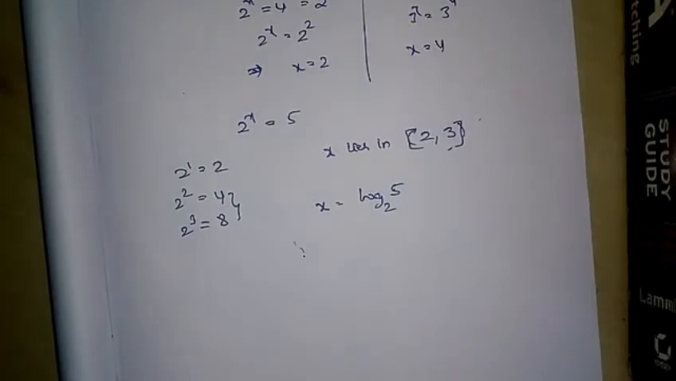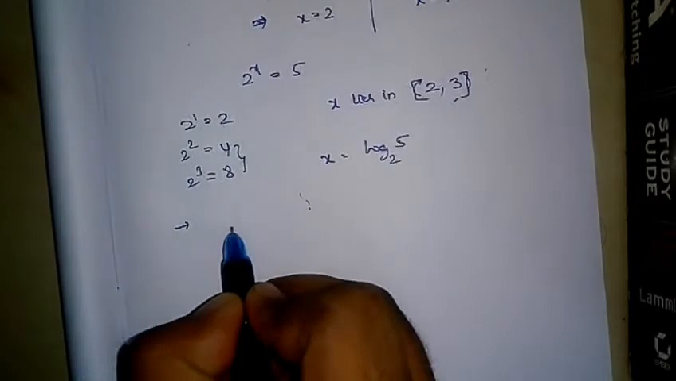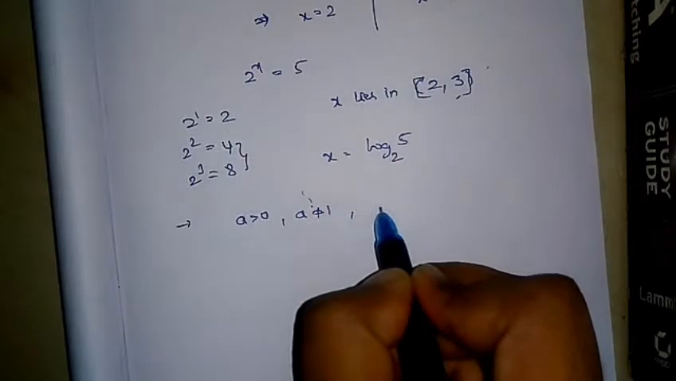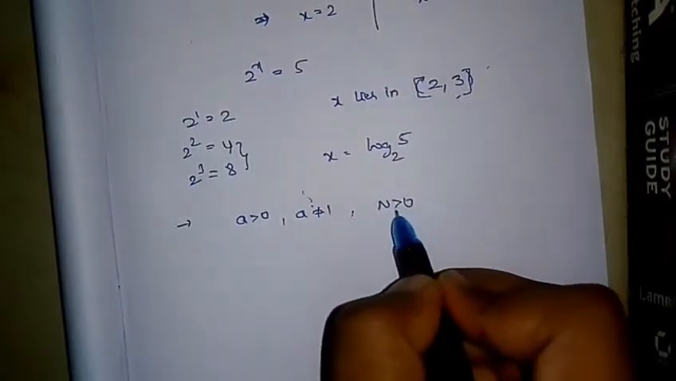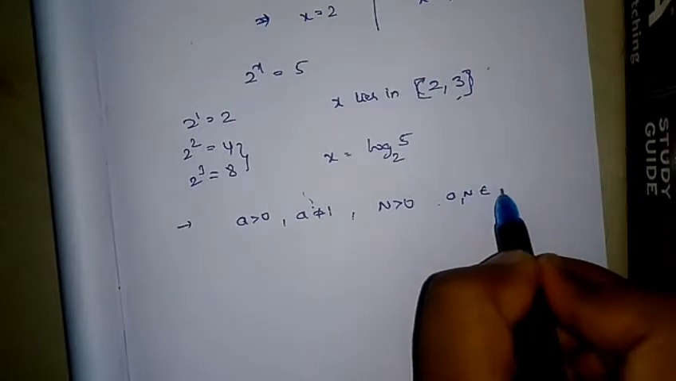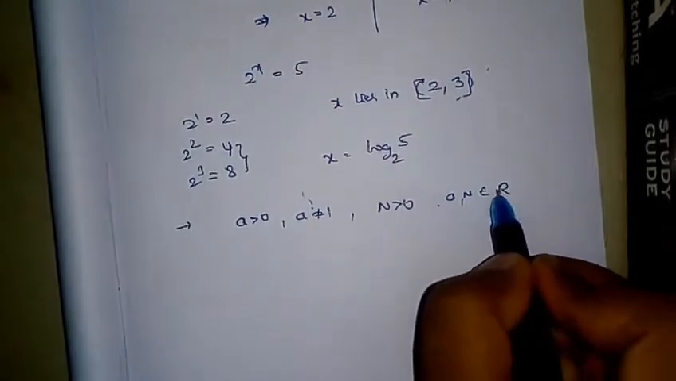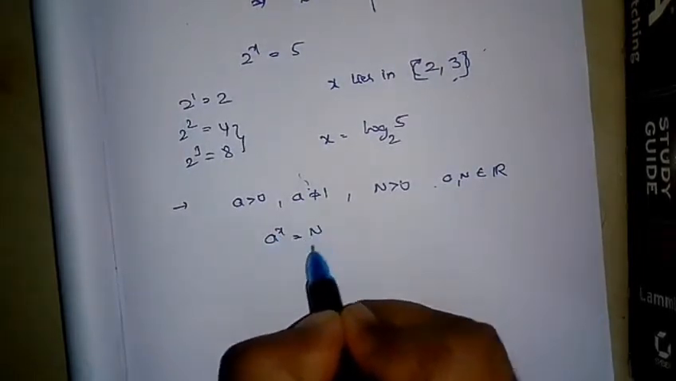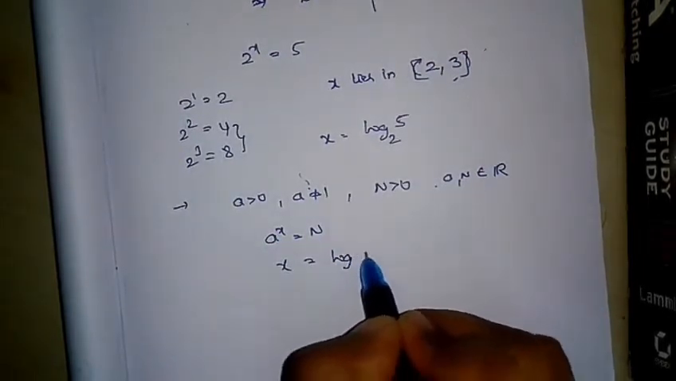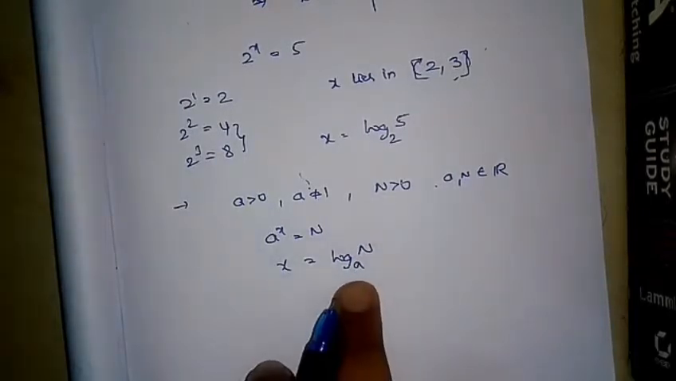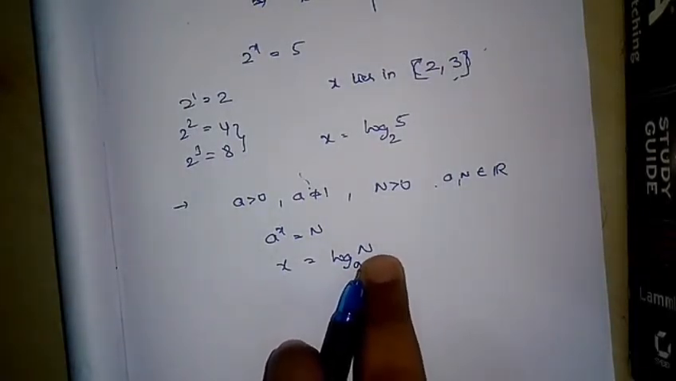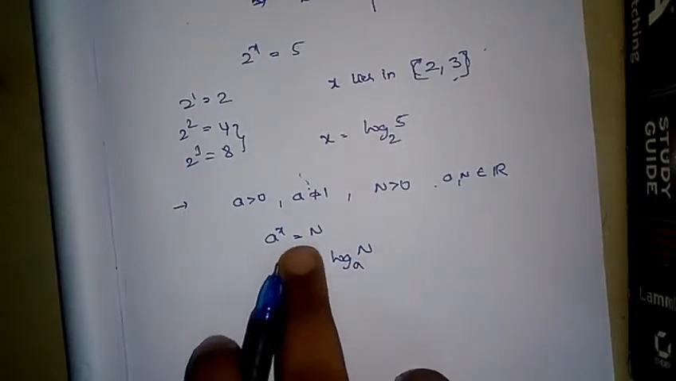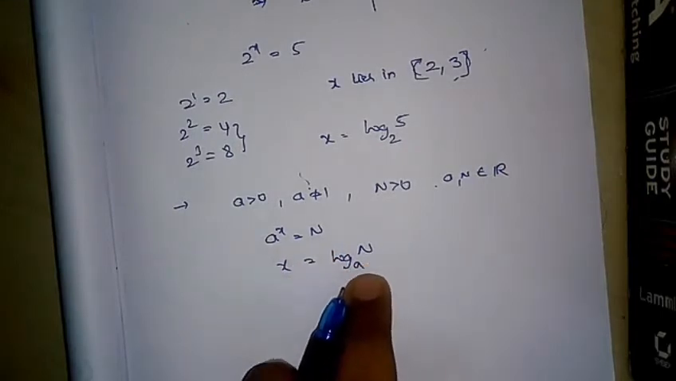Let's define logarithm. In general, for a greater than 0, a not equal to 1, n greater than 0, and a, n belong to real numbers, we define it: if a power x is equal to n, then x is defined as log n to the base a. Here a and n are greater than 0, and a should not be equal to 1. When a power x equals n, x is defined as log n to the base a.